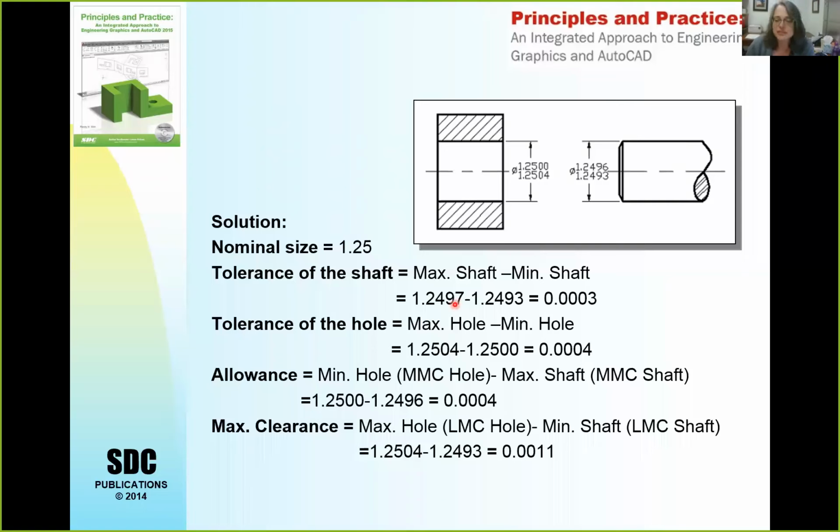They did the math correctly. 1.2496 minus 1.2493 is 0.003. They just have a typographical error right here. Okay, now our minimum hole, or rather our allowance, is the minimum hole minus the maximum shaft.